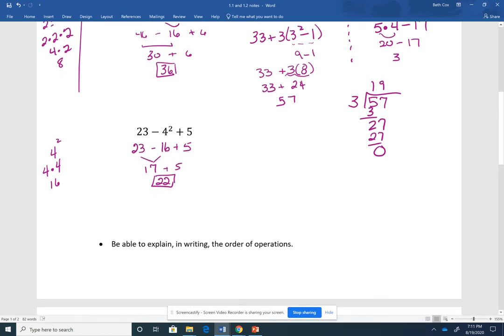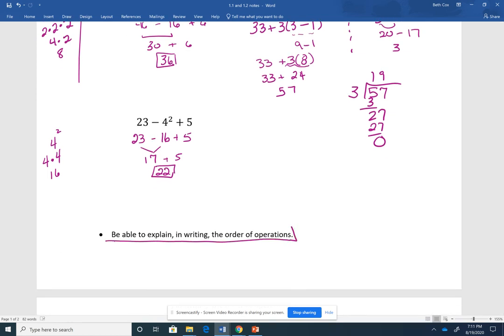Okay, so make sure that you are able to explain in writing the order of operations in detail. And PEMDAS is not enough. You need to be able to say parentheses or other grouping symbols, exponents or roots, multiplication or division in order from left to right, addition or subtraction in order from left to right. If you leave out the in order from left to right, you will get this question wrong when you have to write down the order of operations.